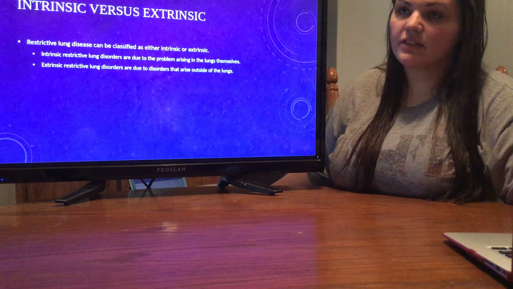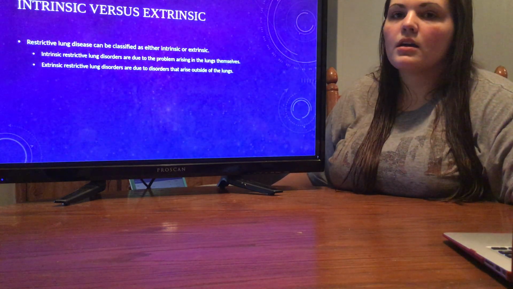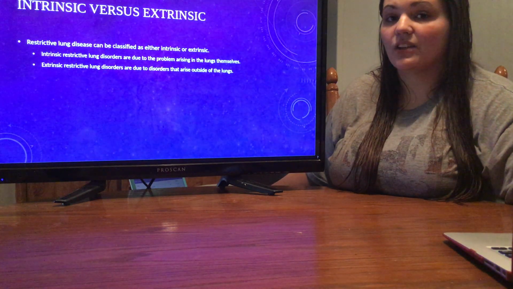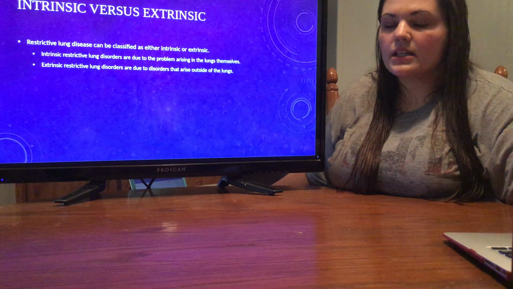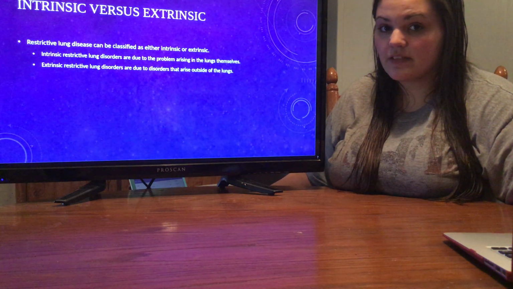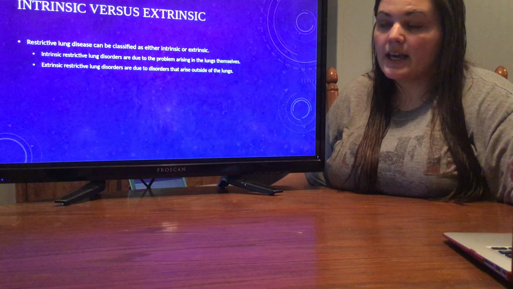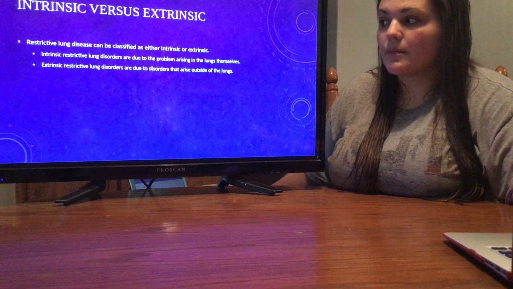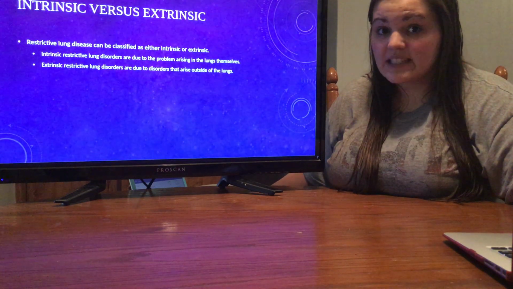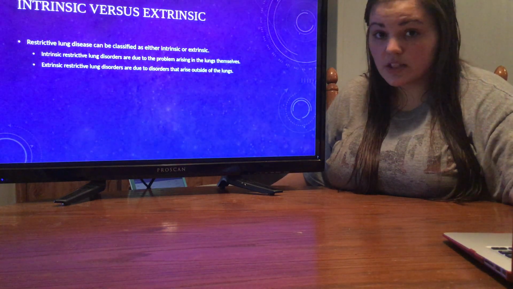Okay, so chronic restrictive lung disease can be classified as either intrinsic or extrinsic. Intrinsic restrictive lung disorders are due to a problem arising in the lungs themselves. This can be different things such as interstitial lung disease, idiopathic pulmonary fibrosis, just pulmonary fibrosis, and sarcoidosis. Extrinsic restrictive lung disease is due to disorders that arise outside of the lungs. This can be obesity, pleural effusion, scoliosis, and neuromuscular disease.